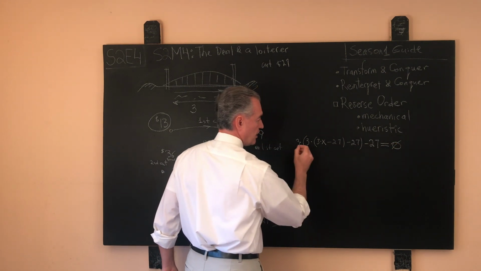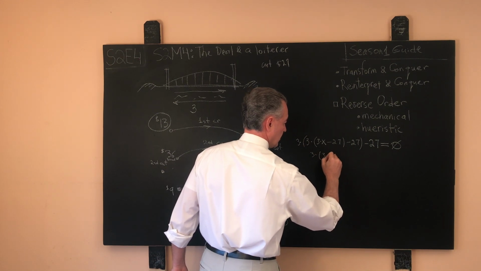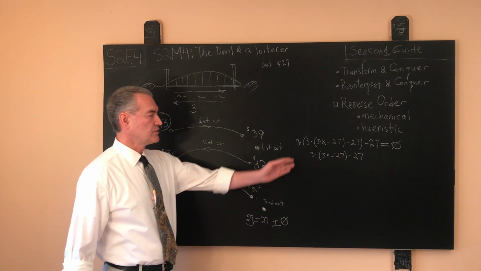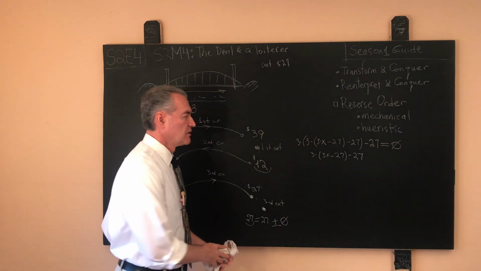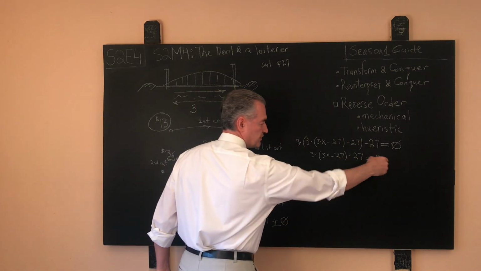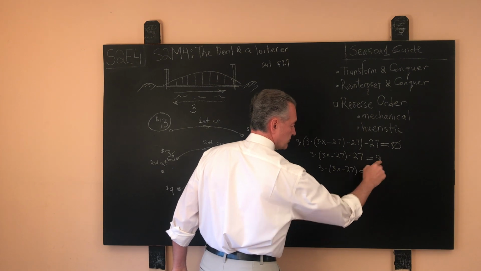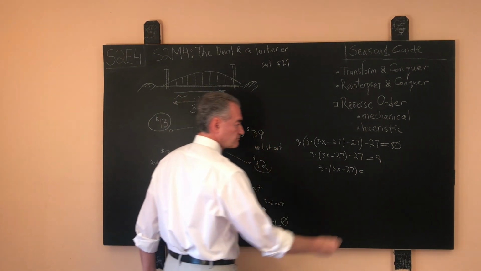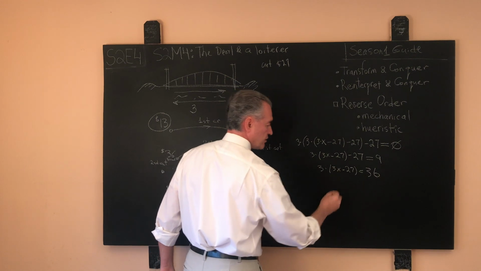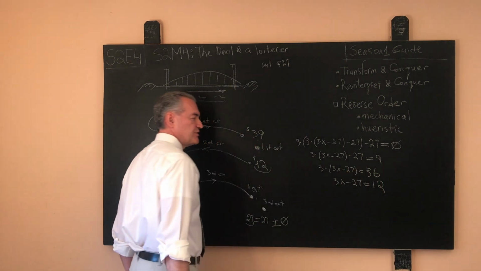Move 27 over here, 27 and 27 subtract. It means that this parenthesis here, 3x minus 27, minus 27 equals what? 27 divided by 3 comes out to 9. This is 9. That means we move 27 over here. We get what? 3 times (3x minus 27) equals 9 plus 27, which is 36. 3 and 36 agreeably cancel out, and we get what? 3x minus 27 equals 12. 36 over 3 is 12.